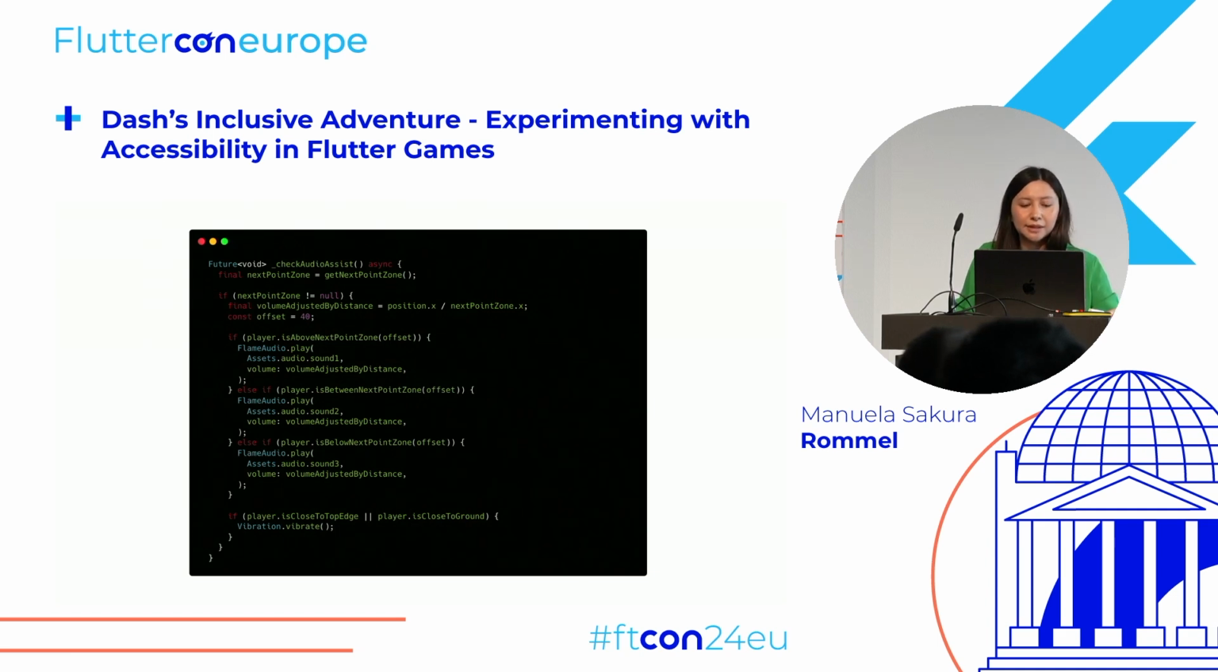So basically, I have different sounds for the above pipe, the below pipe, and the between pipe. So if you're between a pipe, it will have a sound that will tell you, okay, you're on the right way here. And also, the sound will increase when you get closer to the point zone. That means the space between the pipes.